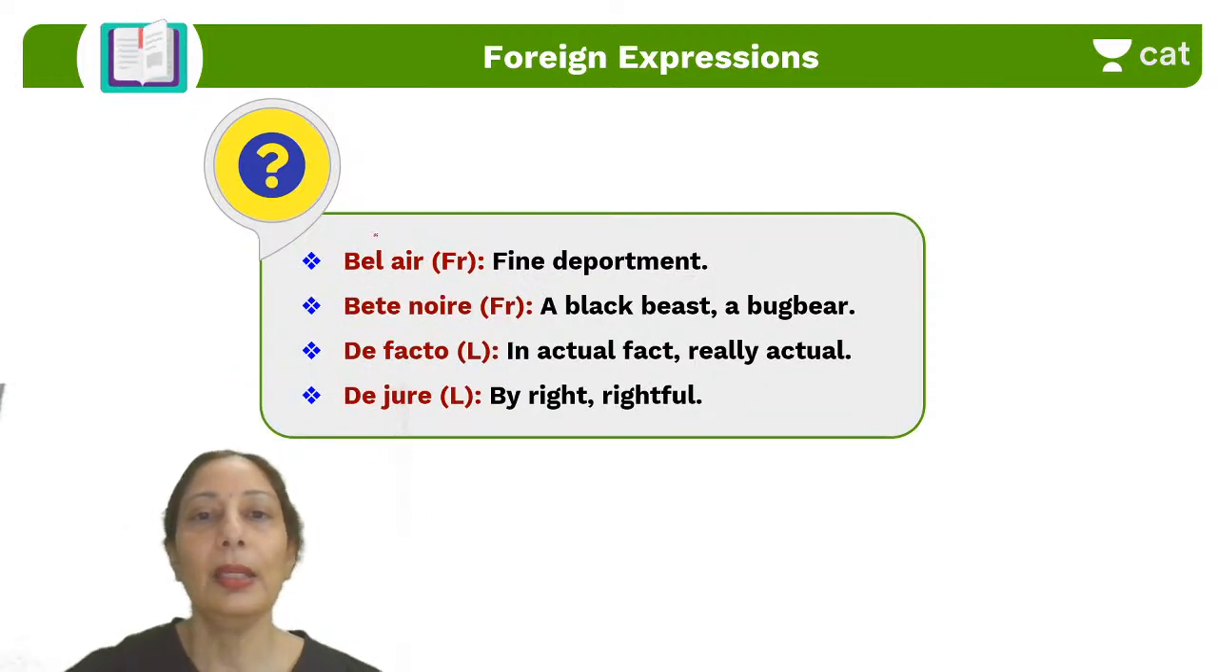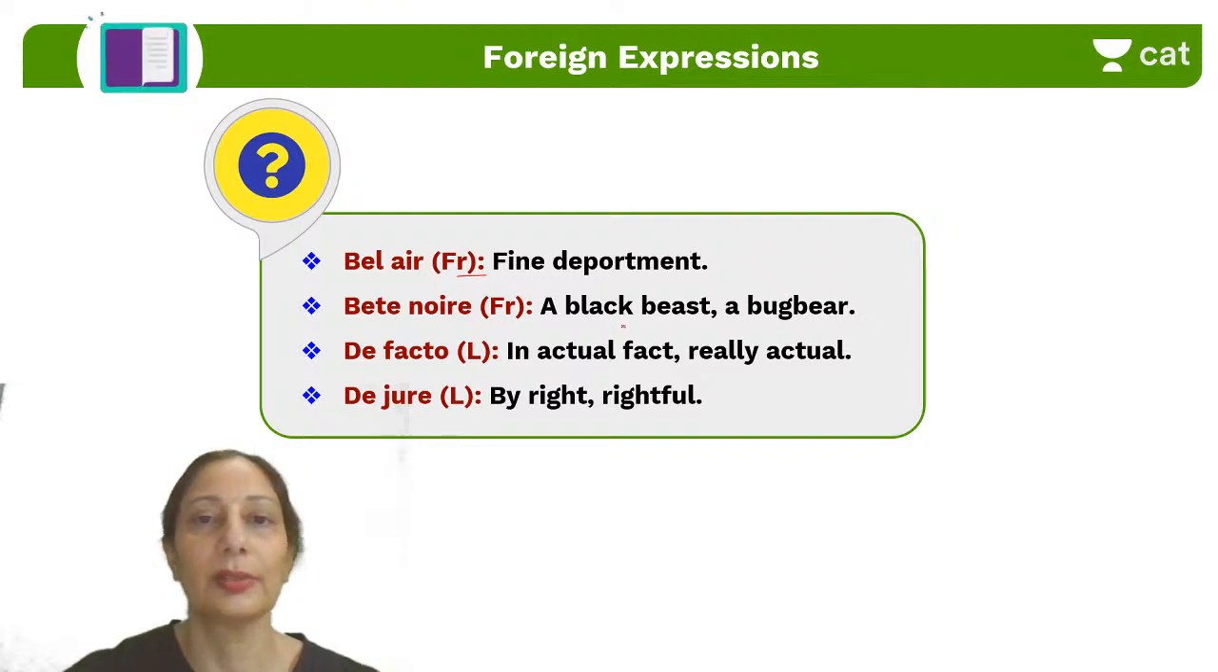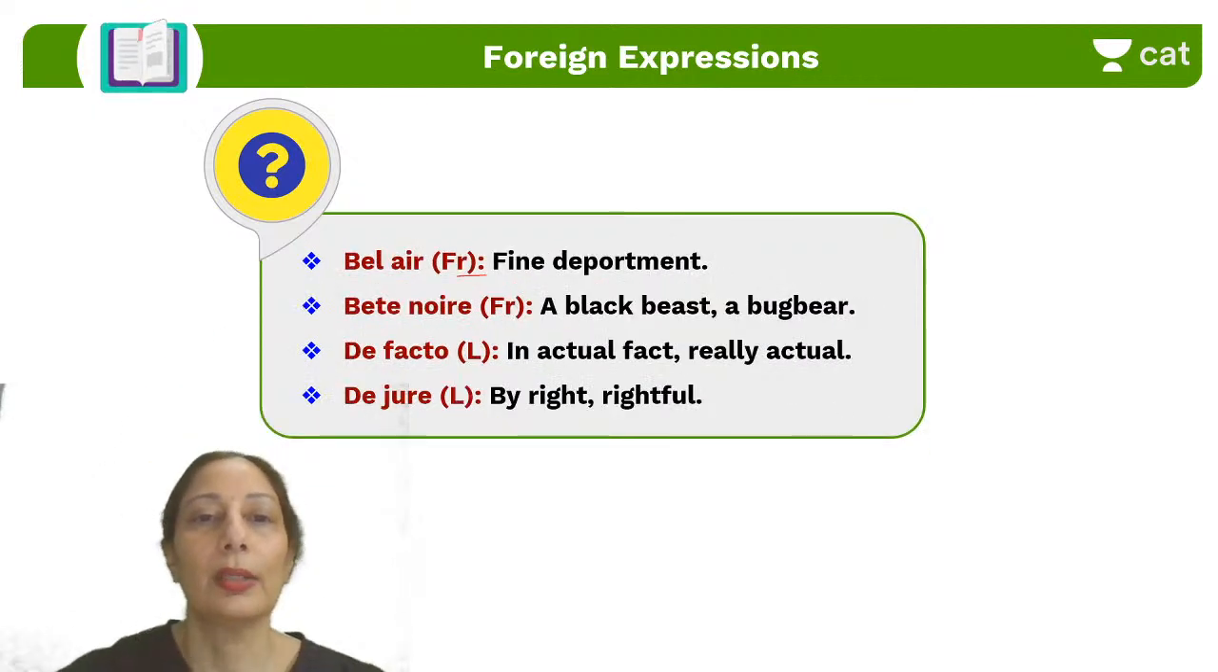Bel air is fine deportment. That is your mannerism. Again, a French word. Deportment is the way you carry yourself, your mannerism. Affectionate is not originated from aficionado. No, that's a different word. Aficionado, as I told you, is not an English word. It comes from Spanish.